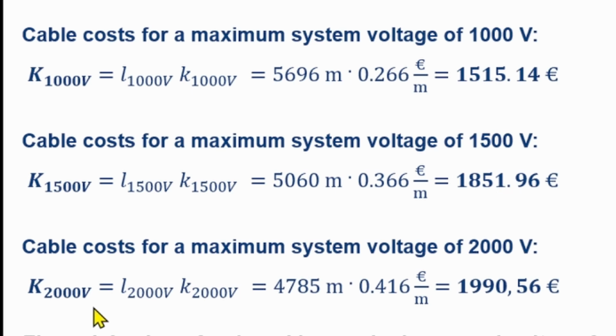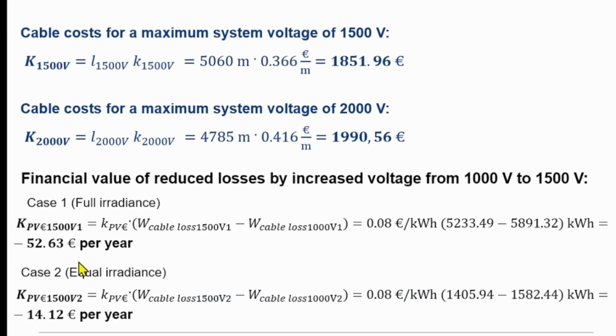And the cable costs for the 2000 volts option, so we have less length but higher costs for the cable, so altogether slightly increased costs of 1,990.56 euro. So let's calculate the financial value of the reduced cost for the 20 years. We first calculate per year. We have the benefit that if we generate more electricity, we can sell that electricity at a price of 8 cents per kilowatt hour.